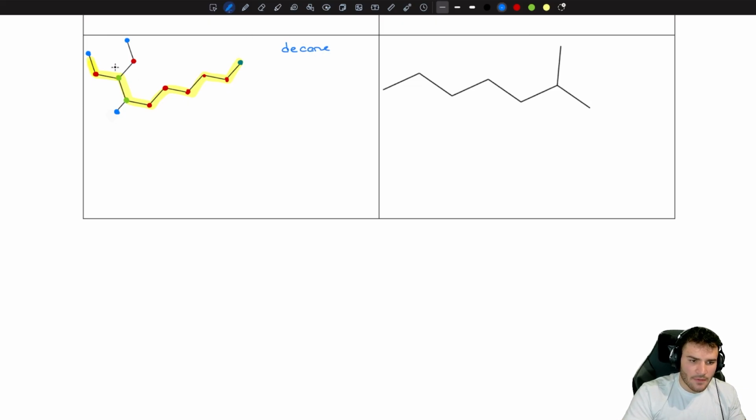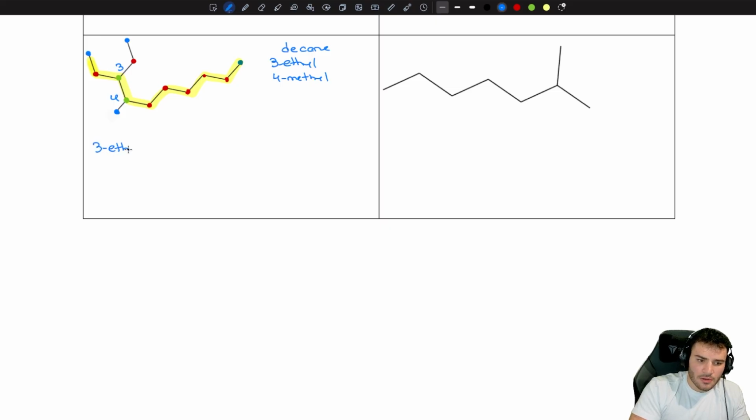Okay, and we have an ethyl on the 3 and a methyl on the 4. So let's write that down. We have ethyl on the 3 and methyl on the 4. And final step, let's organize it all in alphabetical order. So in total, the name is 3-ethyl, 4-methyldecane.